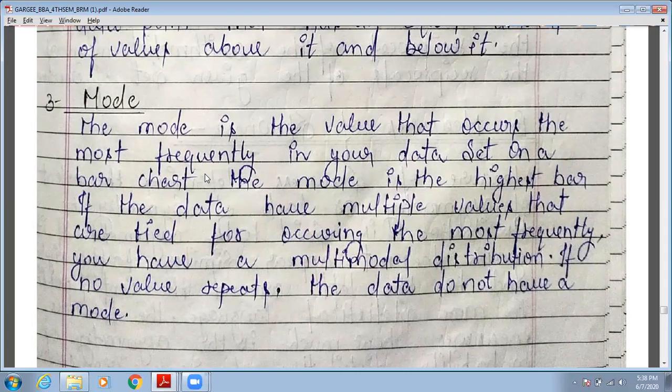In a data set on a bar chart, the mode is the most frequent value, the highest bar. If the data have multiple values occurring the most frequently, then you have a multimodal distribution. If no value recurs, then the data do not have any mode.